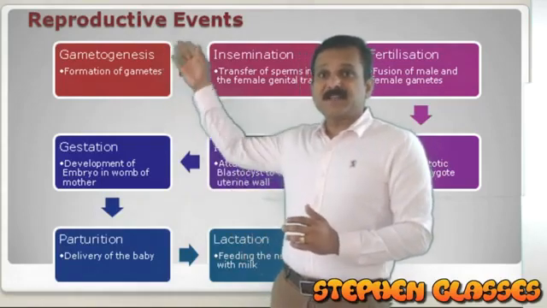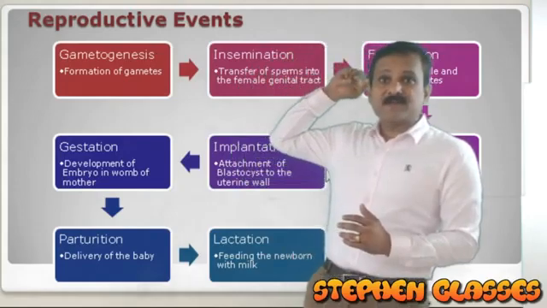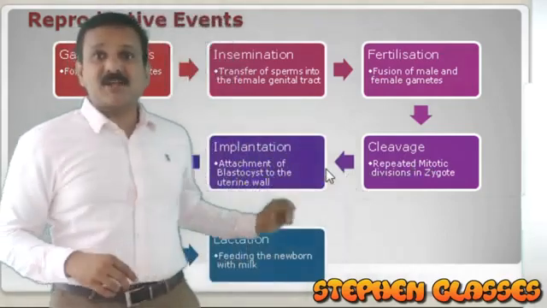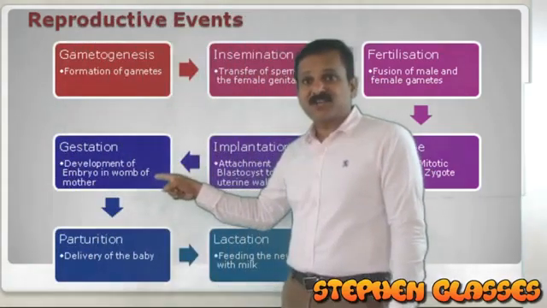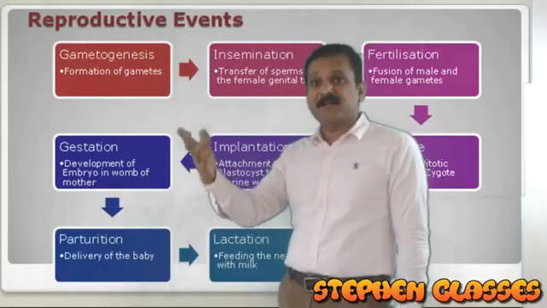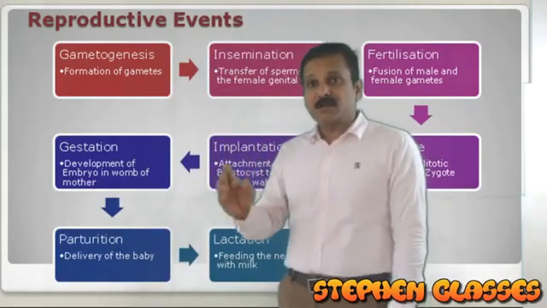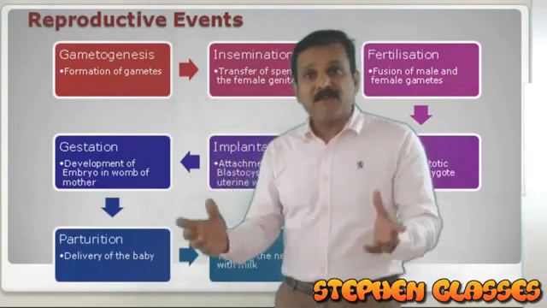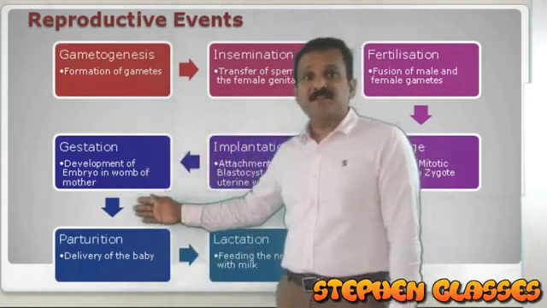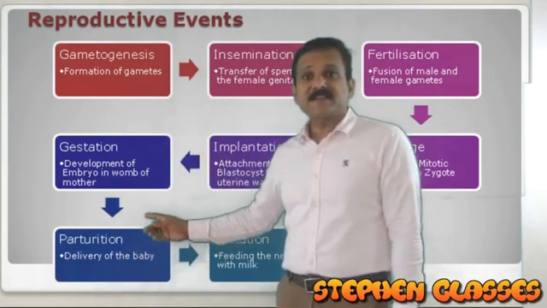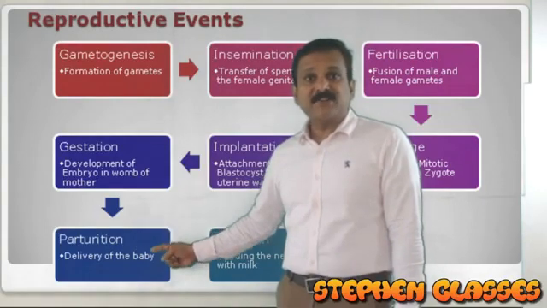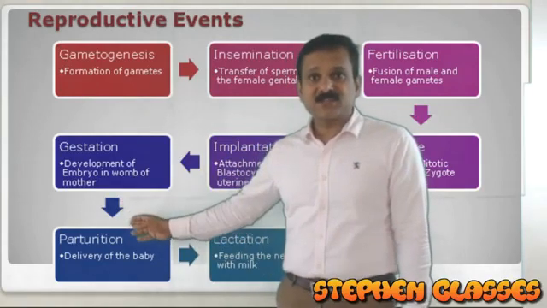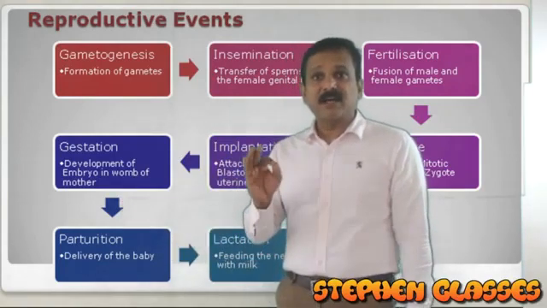So after gametogenesis, insemination, then comes fertilization. After fertilization, there is cleavage, then implantation, and after implantation, there is gestation. Now the embryo is developing inside the mother. Okay. So now the embryo will transform into a fetus with all the organ systems developed. Now you can call it the fetus. And the fully developed fetus will be delivered out, and that process is called parturition. So the delivery of the baby is known as parturition. So that is the next step, parturition. Okay, delivery of the baby.